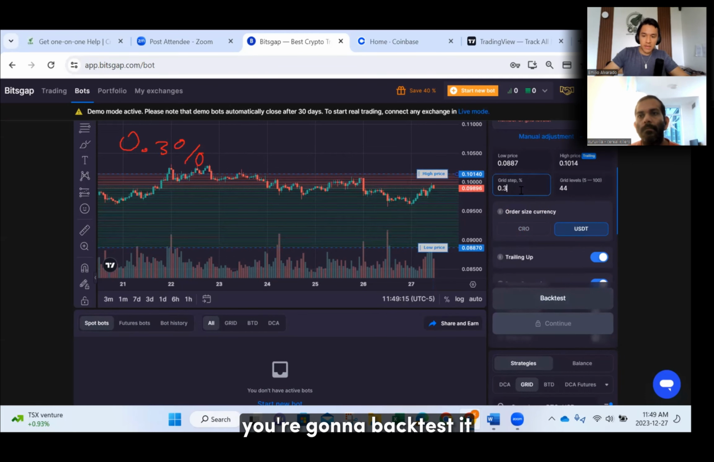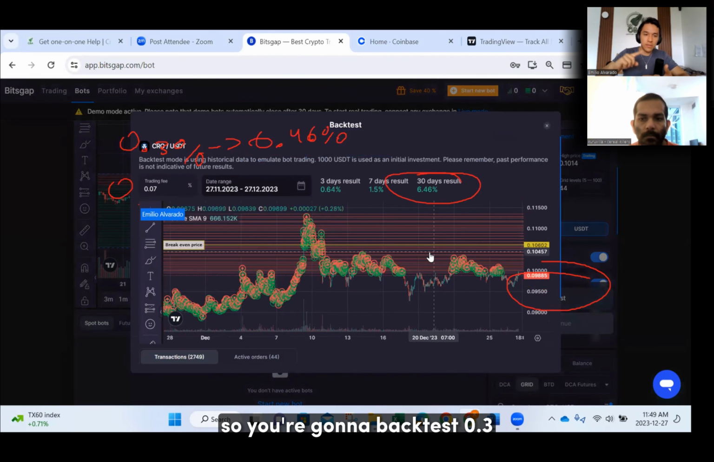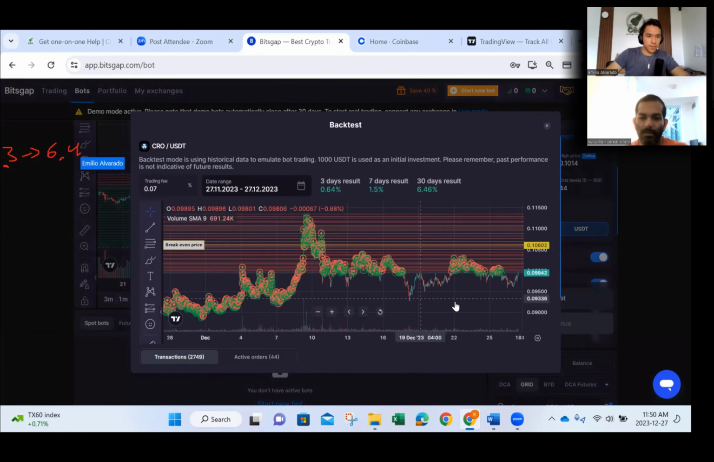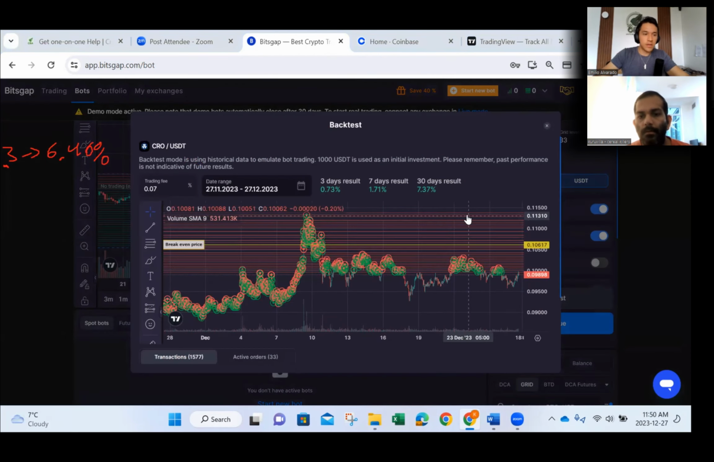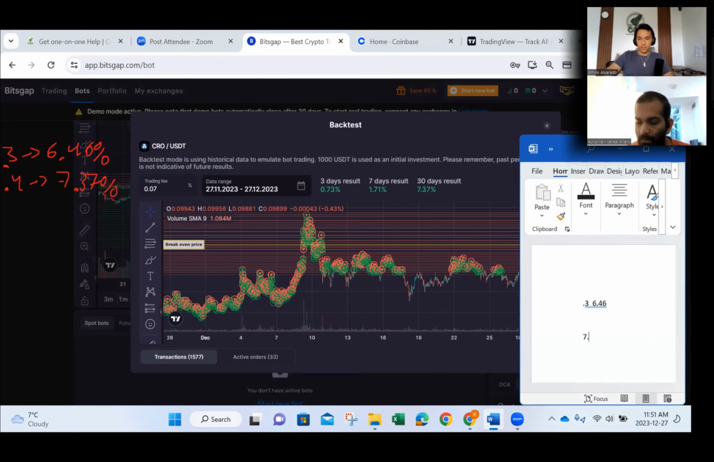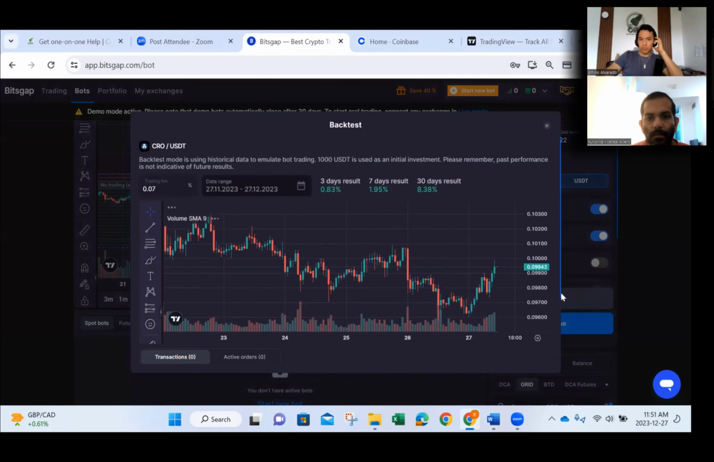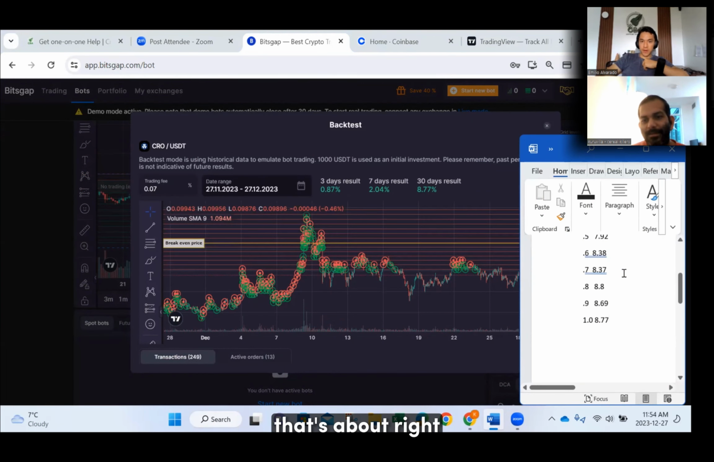You're gonna backtest it, and now you're gonna go ahead and backtest the hell out of this spot. So you're gonna backtest 0.3, you're gonna backtest 0.4, 0.5, 0.6, and so on. And you're gonna write down the results that you will be getting. Do you see how it's increasing gradually? Yep, that's about right. 1% is gonna give you the highest return.